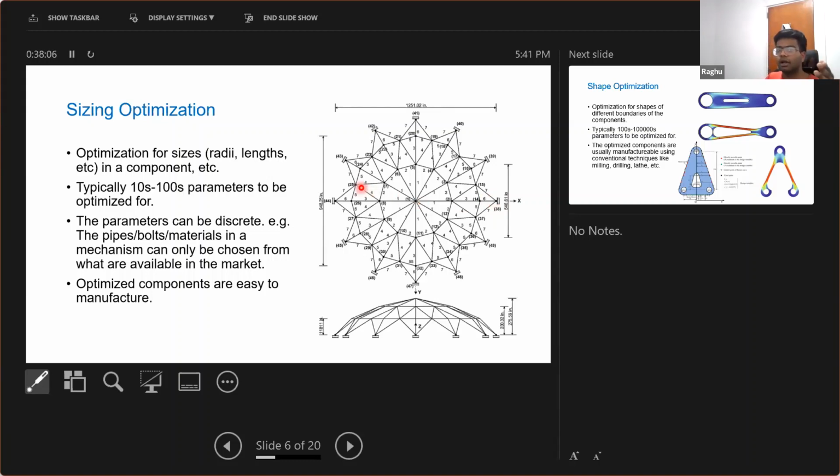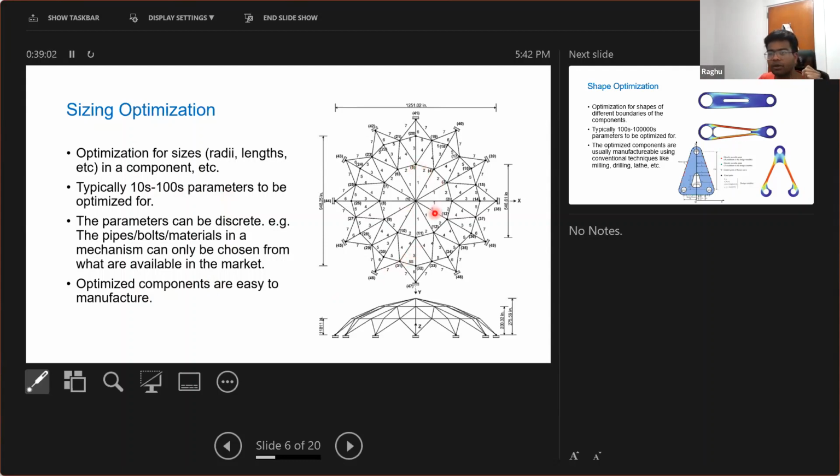You would mostly be optimizing things like radii, lengths of different kinds of members, or the angles between different members. There are typically tens or hundreds of parameters. It also supports discrete variables. What I mean by discrete variables is, say you are trying to find the optimum bolt which goes into your structure. When you go to the market, you can only buy bolts of sizes like 10, 15, 20, 25. Maybe you cannot buy 12.21. So sizing optimization can pick among those discrete values and give you the best possible solution. These structures are typically very easy to manufacture because they are not complicated; we are just changing the cross-sectional areas.